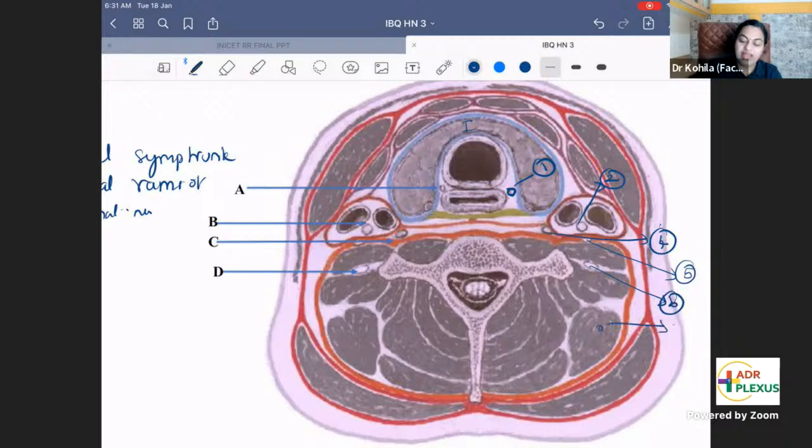Within the levator scapulae, dorsal scapular nerve. Within the trapezius, spinal part of accessory nerve. So a minimum of 8 nerves can be marked in this picture, right?